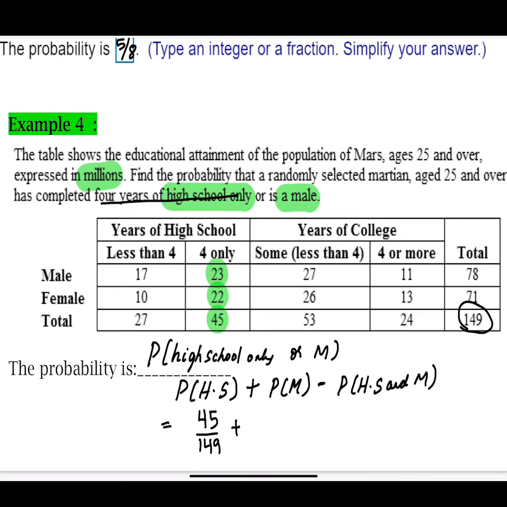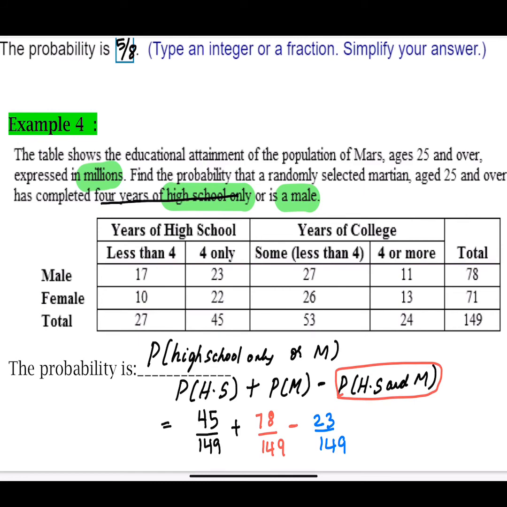plus the probability of being a male. Total is 78. How many males do we have? 78 over 149, minus: do I have a combination of high school and male? Yes, I do. Do you see the double dot right here? This double dot tells me that is a combination of high school and male, which is 23 over 149. So I'm going to erase this and show you the easiest way to do this.